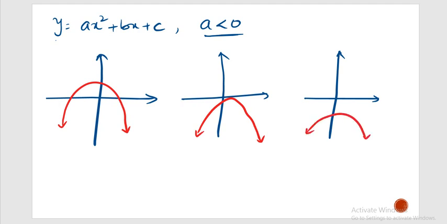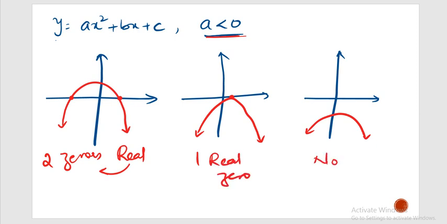So the first situation is intersecting the x-axis at two distinct points. The second situation is just touching the x-axis. The third situation is neither touching nor intersecting the x-axis. So here a is less than 0. So what we can say, here also we get two zeros, which are real, that means 2 real zeros, here 1 real zero, and here no real zeros. Like how we have there, the same things here also we can explain, right?